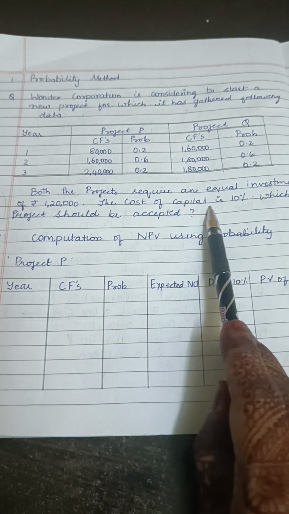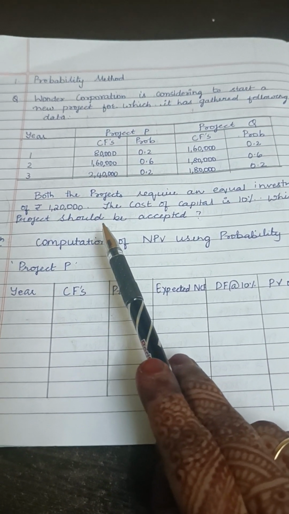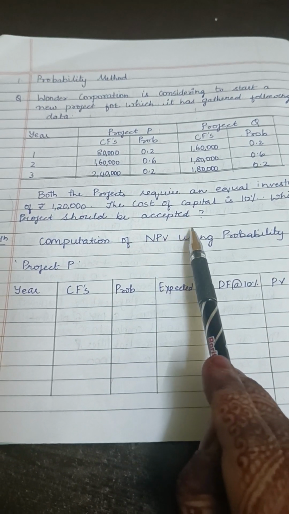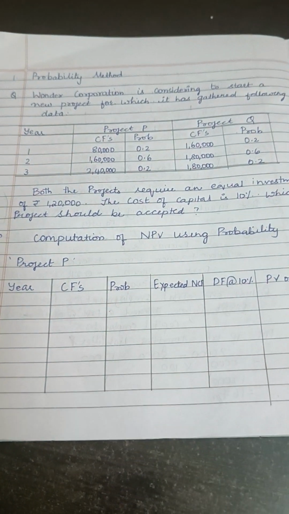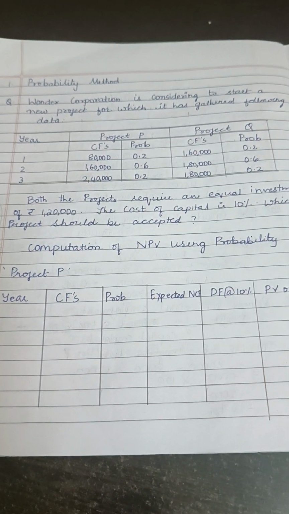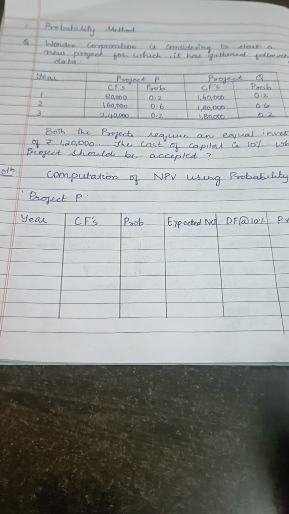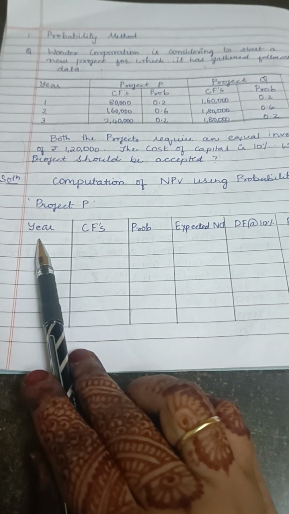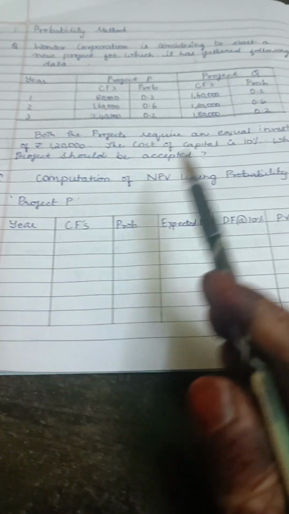They have given the cost of capital as 10%. The question here is to know which project is to be accepted. To know this, we have to prepare the calculation of NPV using probability. I have given you the format to calculate the NPV using probability. First take project P separately and project Q separately.